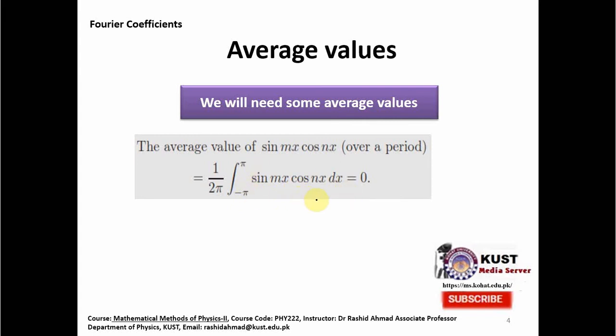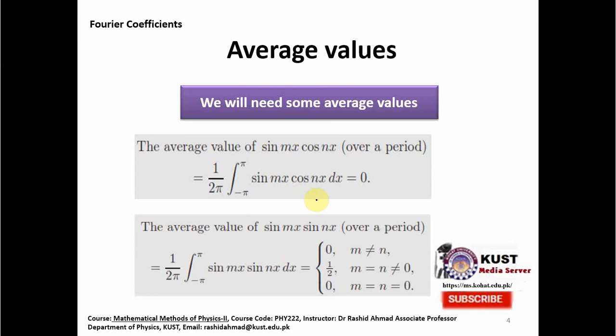The next important thing you want to know is sine mx and cos nx. Here you note that one is sine and another is cos. This kind of mixed term has an average value equal to 0. So we are going to have mixed terms in deriving the coefficients. And then we have sine mx and sine nx. This is only the pure sine term, and its values are different for different values of m and n.